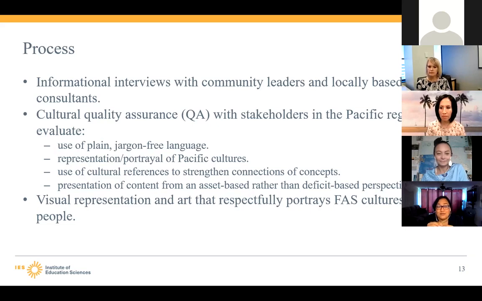And finally, if you have a chance to be looking at the infographics right now, and we'll take a look more closely, you'll notice the visual representation and the art. We engaged an artist from the FAS who knew her community and knew about the ways to respectfully portray FAS cultures and peoples.